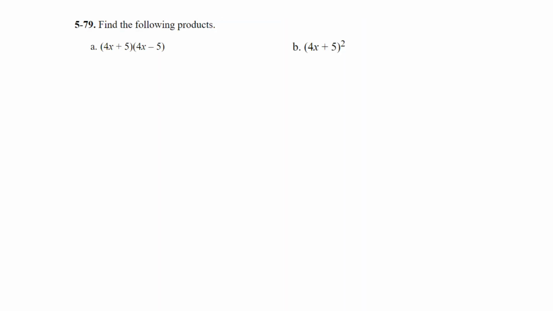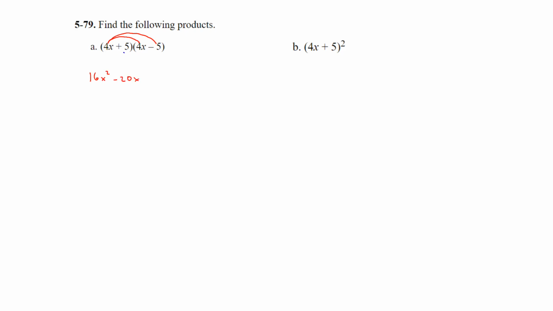79, find the following product. So this is where we can use our generic rectangle or distributive property. I will show you the distributive property on the first one here. So we're going to take 4x times 4x and 4x times negative 5. So that will be 16x squared minus 20x.